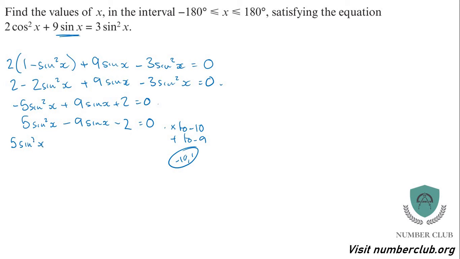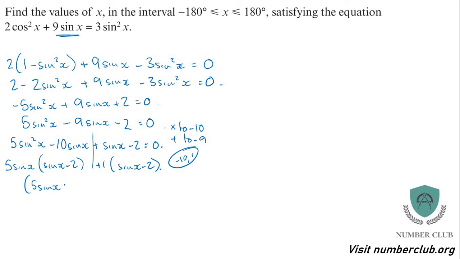5 sine squared x minus 10 sine x plus sine x minus 2 equals 0. Factorise both sides and you'll get 5 sine x, lots of sine x minus 2, plus 1, lots of sine x minus 2. And so our brackets are 5 sine x plus 1, lots of sine x minus 2 equals 0. Alright, so we've got two different brackets, and so we've got two cases.